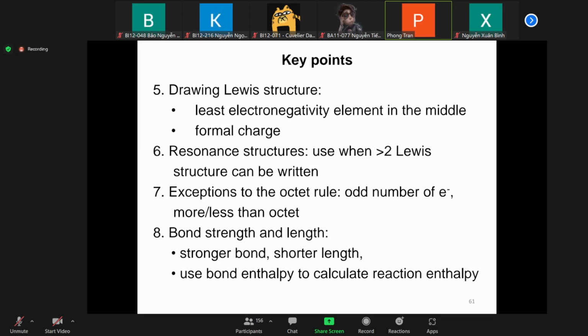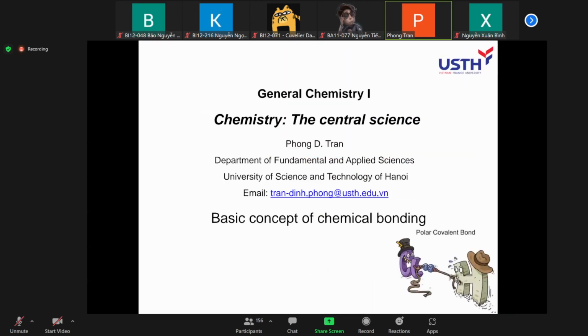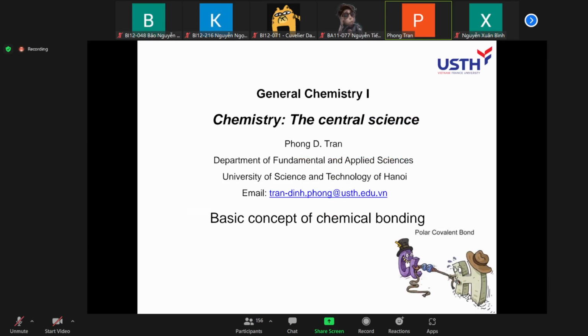Okay, so that's all for the moment. That's all for this lecture. In next week's lecture, we will start to discuss the geometry of the molecule, and we will also move to a topic which is extremely important, which is the molecular orbital theory. Okay, so I think I can end my lecture today. Do you have any question? We can discuss. Otherwise, we can wait for the next lecture next week. Do you have any question?